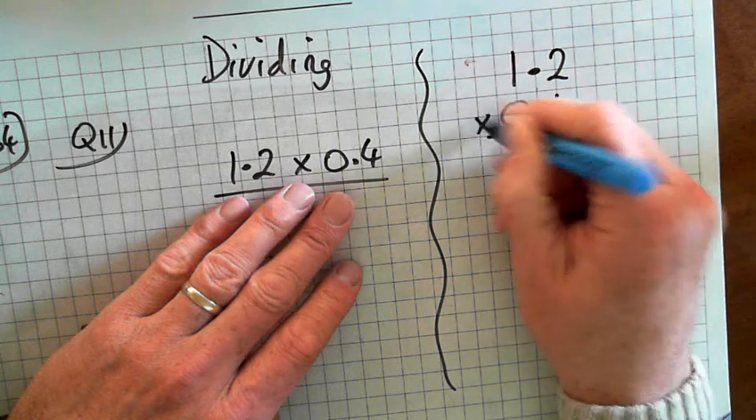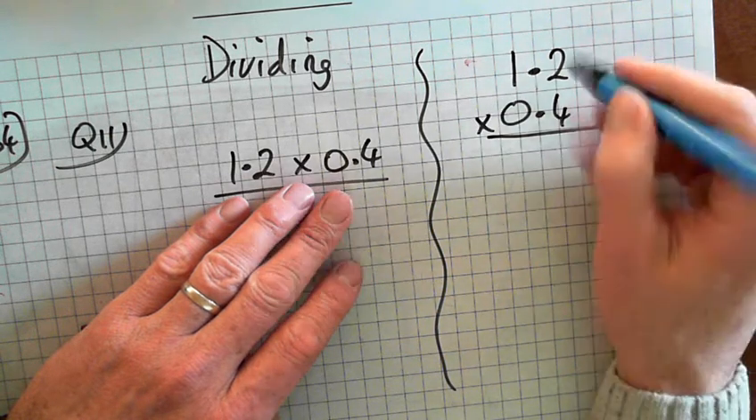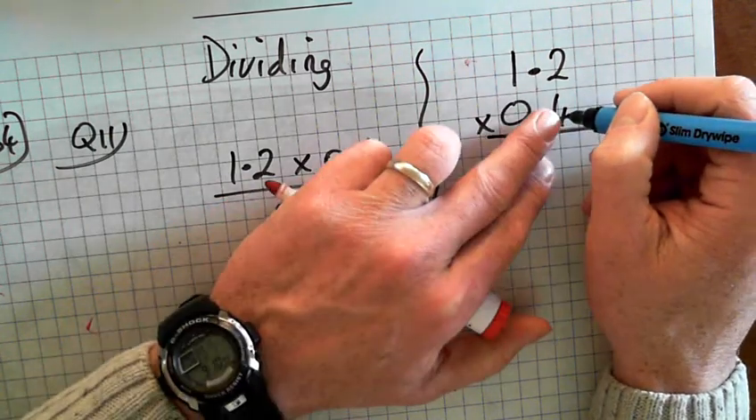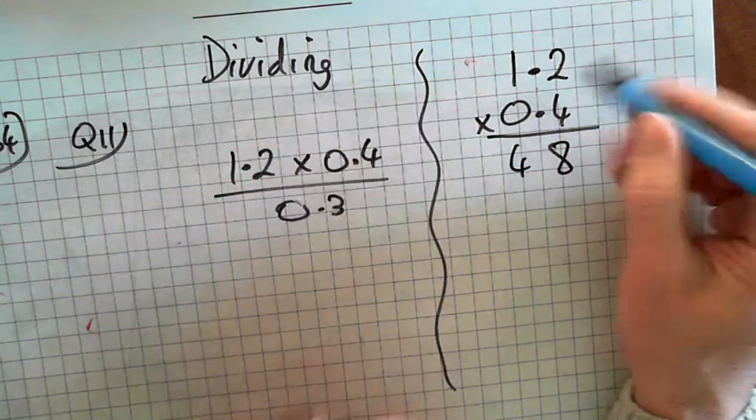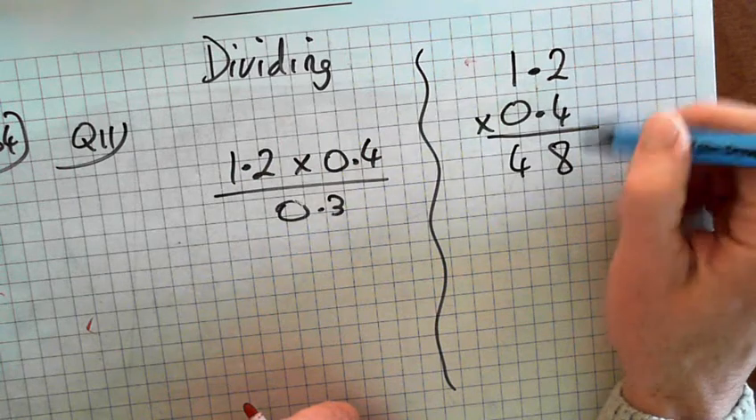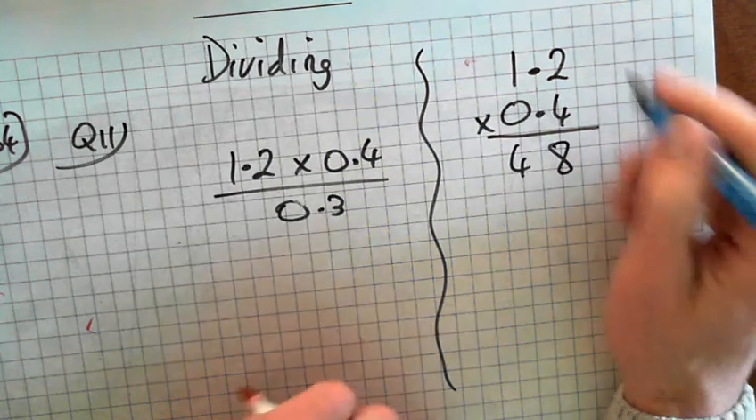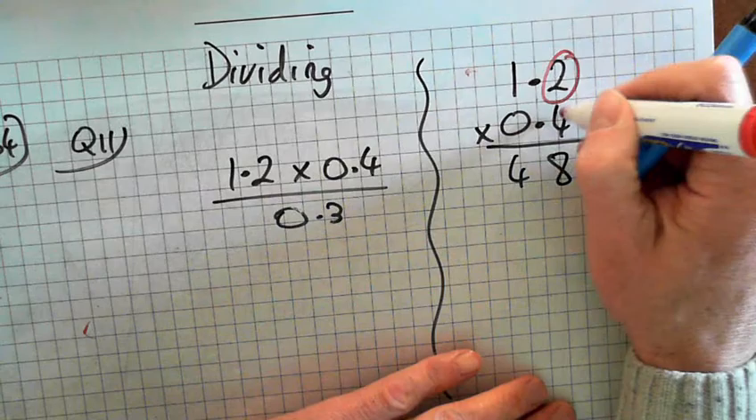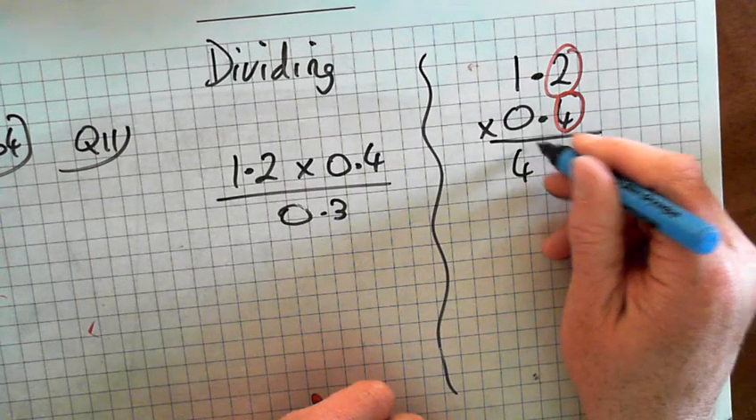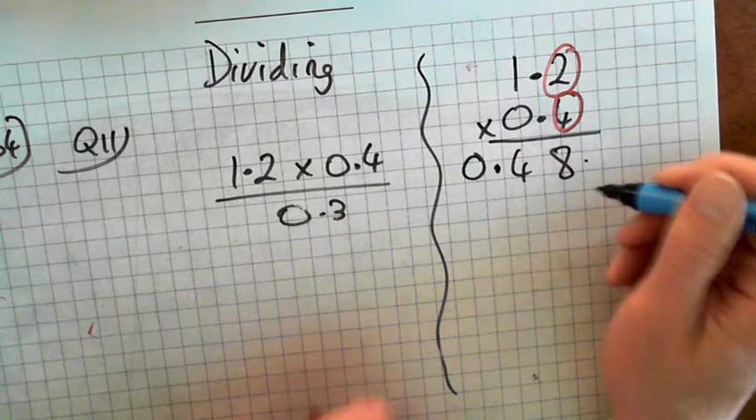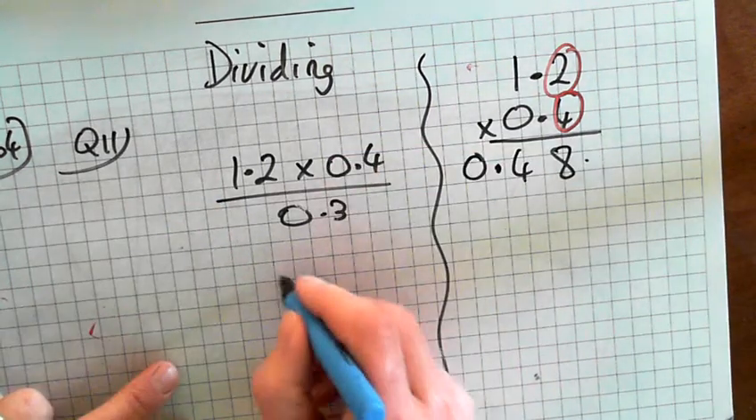Look up. Alright, so multiply by 4. 4 times 2 is? 8. 4 times 1? 4. What happens when I multiply by 0? I get nothing, don't I? Alright, so how many numbers are to the right of the decimal point? 2. So I start here and move 1, 2. What's my answer? 0.48, which is my answer on top.